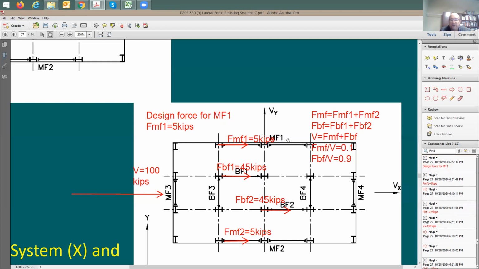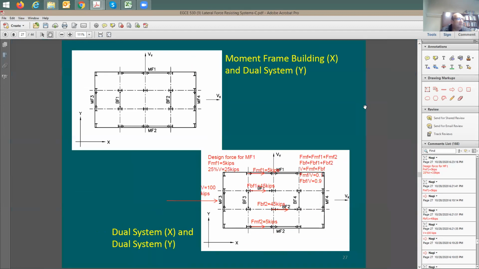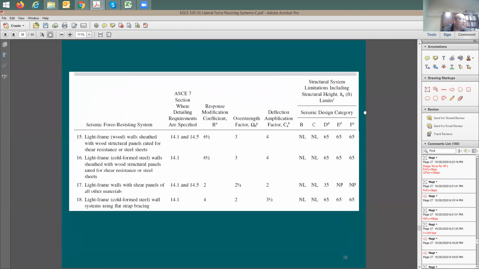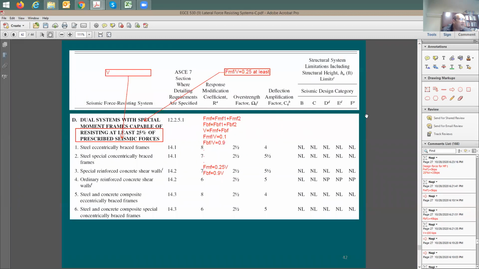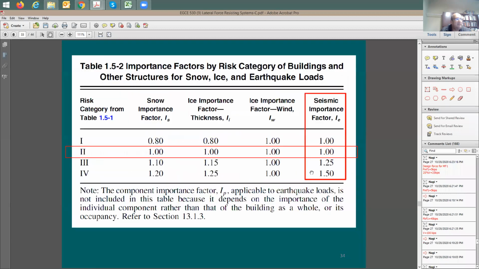But the code says use 25% minimum. Minimum of what? So I'm going to say here 25% of V. How much is 25% of V? 25 kips. Does it mean that I need to design this moment frame here for 25 kips? I say no. Let me go back again to the table and try to understand it more so that I don't make this mistake. It says here, dual system with special moment frames capable of resisting 25%. So let me look here at the moment frames.